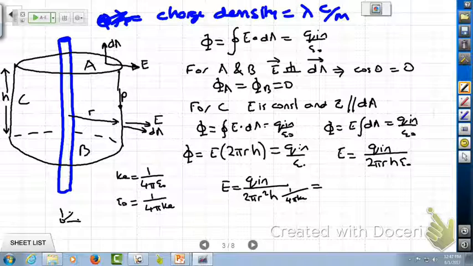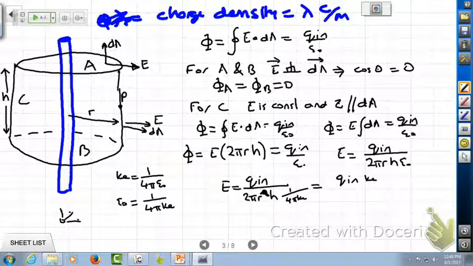So that's Qn Ke. I'm sorry. Why is the R not squared? It's not supposed to be squared. Should be squared, right? The area of the cylinder is 2 pi R times H. Thank you.